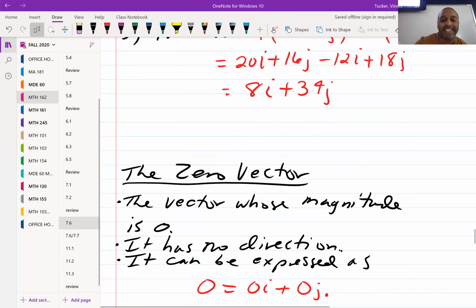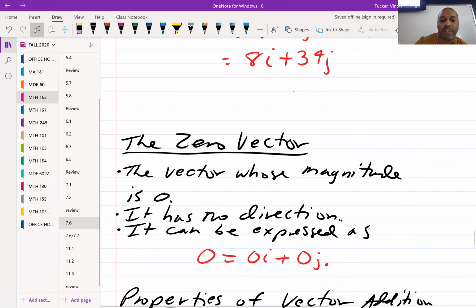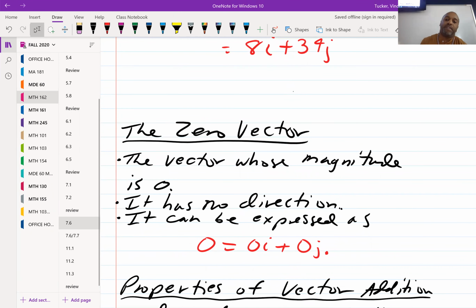Okay, all right. So the zero vector, the vector whose magnitude is 0, has no direction, and it can be expressed as 0i plus 0j.